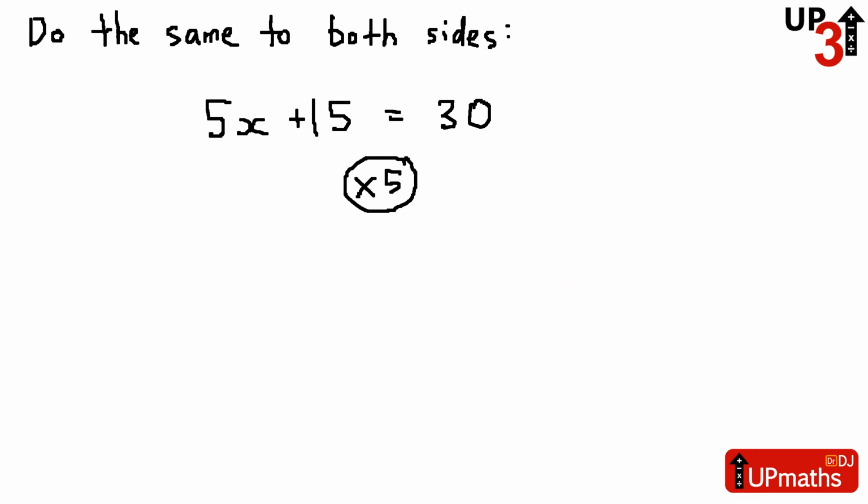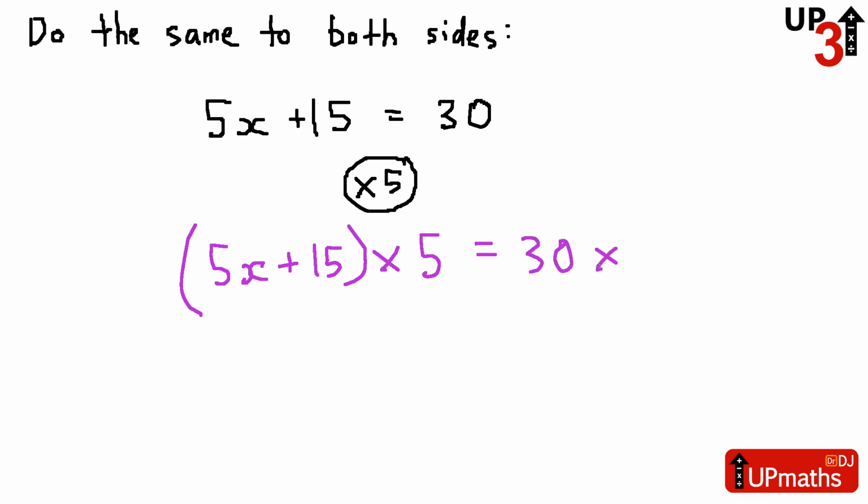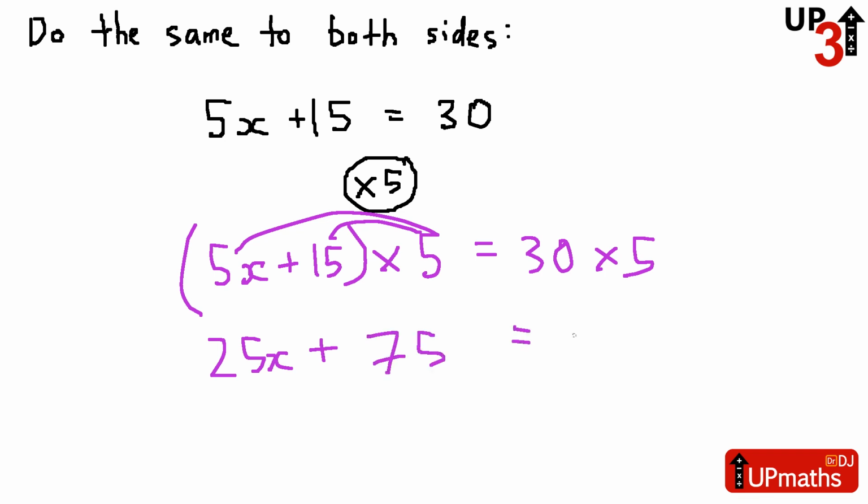Okay, I'm going to times both sides by 5. So that'd be 5x plus 15. So that side gets times by 5. And then this side gets times by 5. Oh, wait, I don't need the brackets. Oh, wait, I do need the brackets, because I've got a combination of plus and times. Okay, so I need to times everything by 5 that's inside the brackets here. So that'd be 25x plus 75 equals 150.